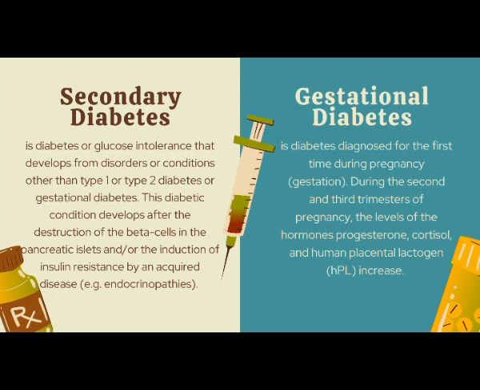Secondary diabetes is diabetes or glucose intolerance that develops from disorders or conditions other than type 1, type 2, or gestational diabetes. Gestational diabetes is diabetes diagnosed for the first time during pregnancy or gestation. During the second and third trimesters of pregnancy, the levels of hormones, progesterone, cortisol, and human placental lactogen increase.